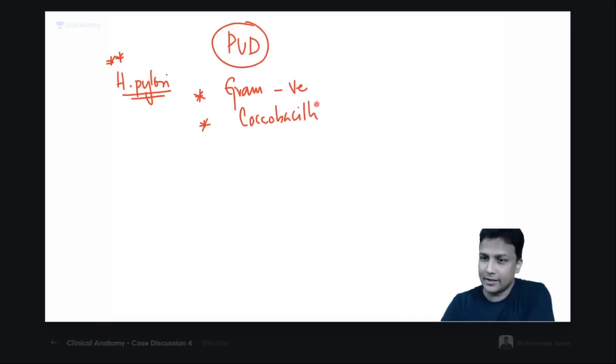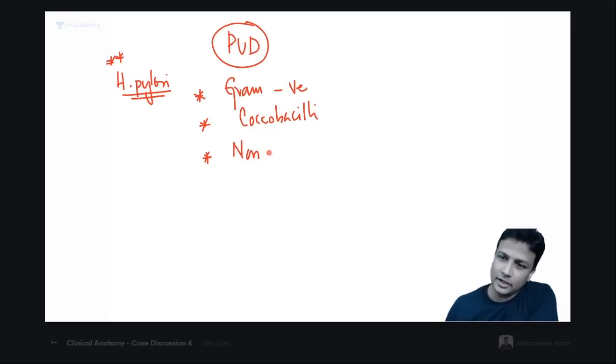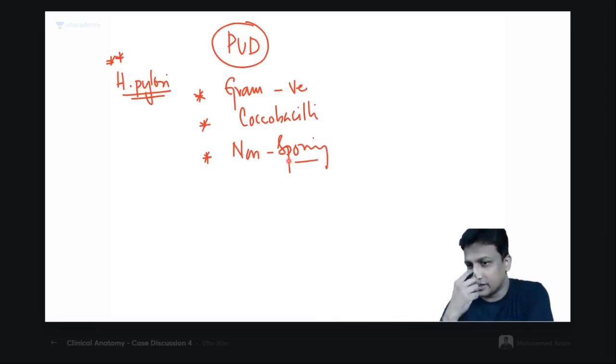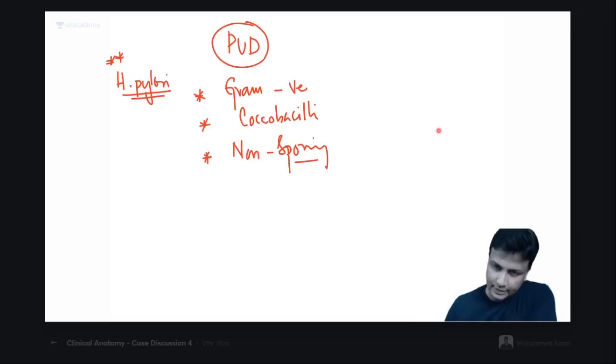And the third point you have to remember is that this H. pylori is a non-sporing bacteria, not a sporing one. Because it is non-sporing, we are able to eradicate the infection, guys. Because it is non-sporing, we are able to treat it very nicely.